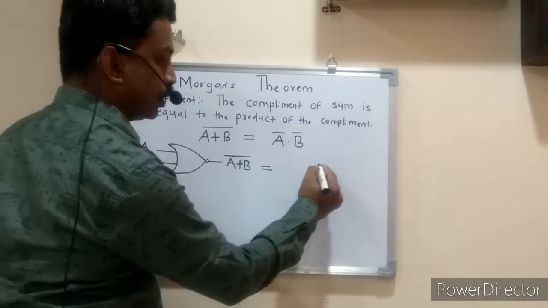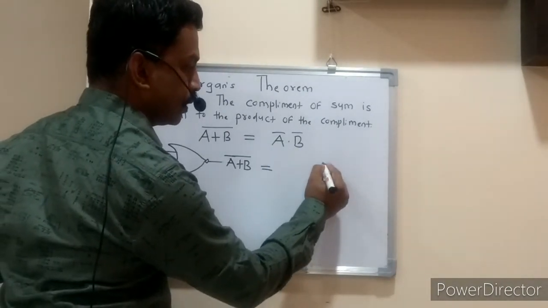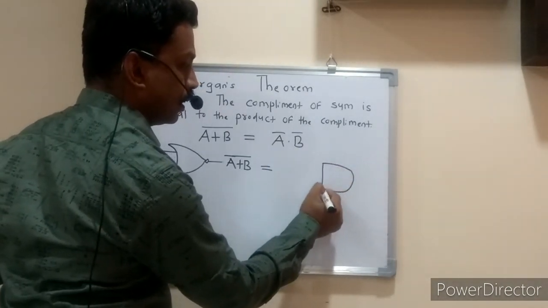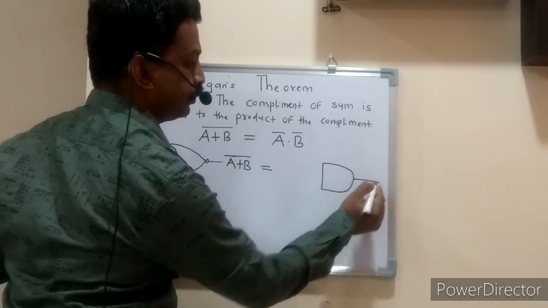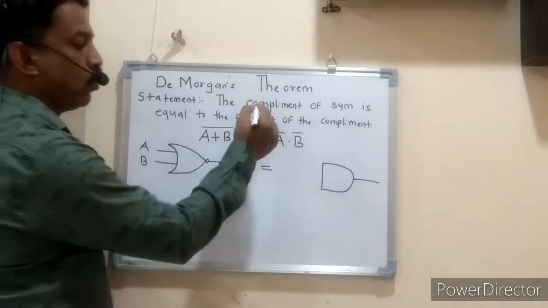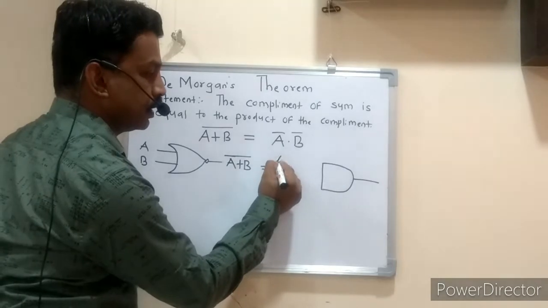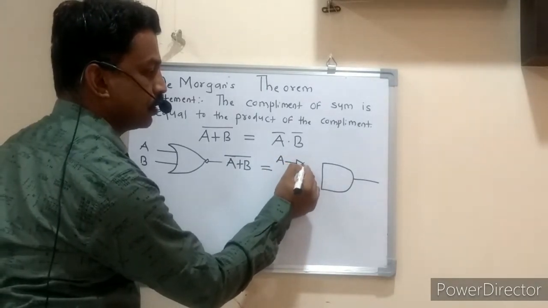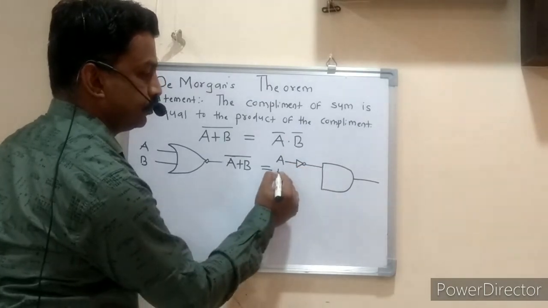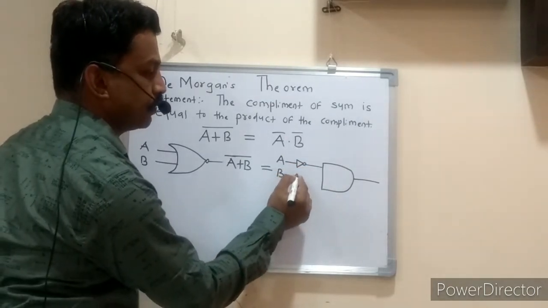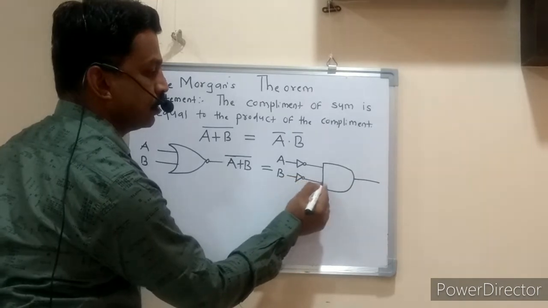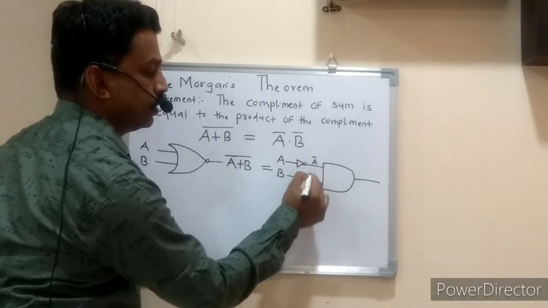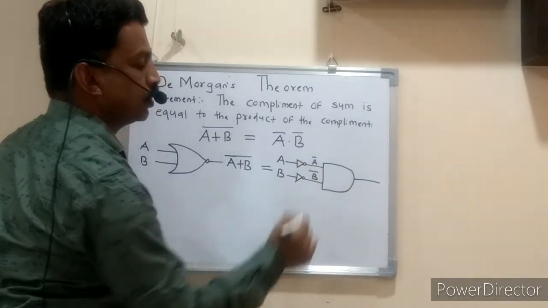Now a complement dot b complement is nothing but our AND gate. Okay, and for a complement, here we say that it is a, means here one NOT gate is there. For b, one NOT gate is there. So this is a complement, this is b complement.